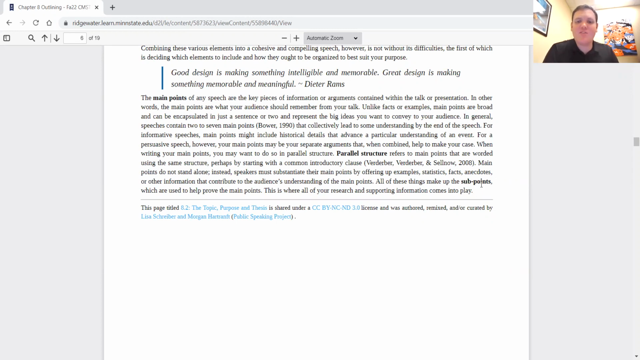And then you're going to have subpoints as well to help prove your main point. So this is where you're plugging in the research and supporting information. Maybe you have an anecdote from your own life, maybe you have quotes, statistics. Those are going to be the subpoints. So main points use parallel structure. Subpoints don't always use parallel structure.